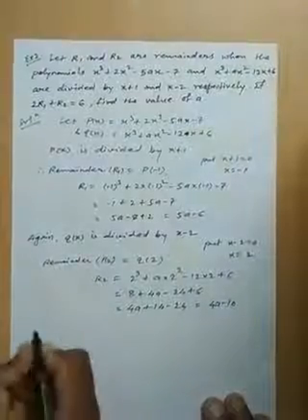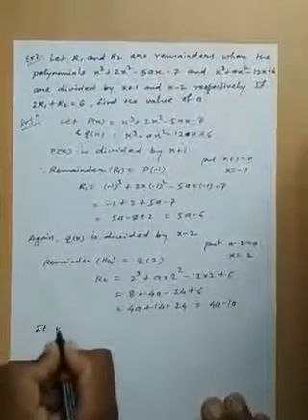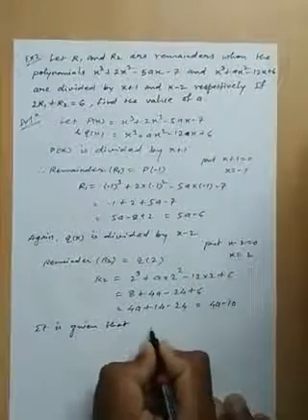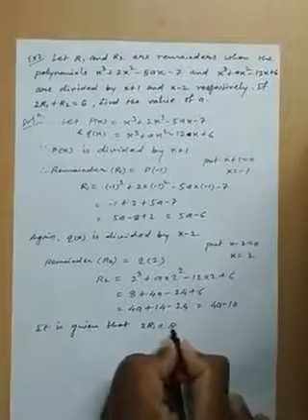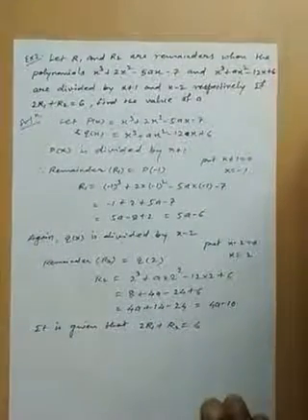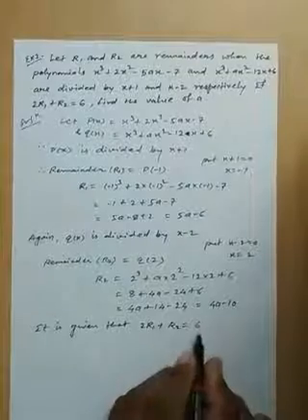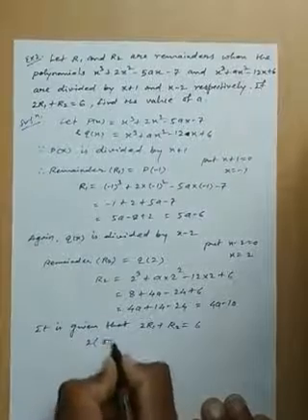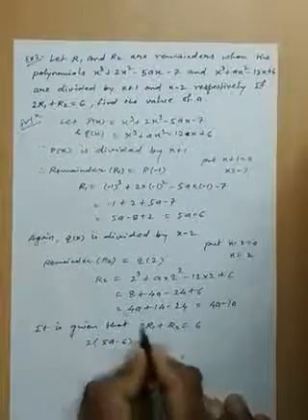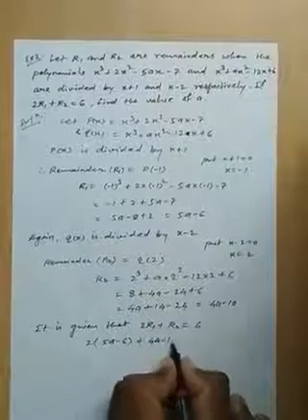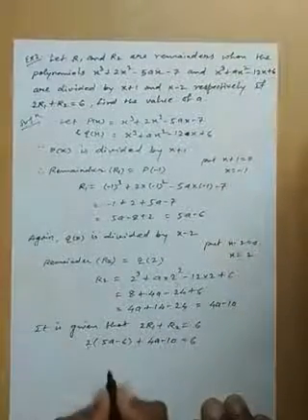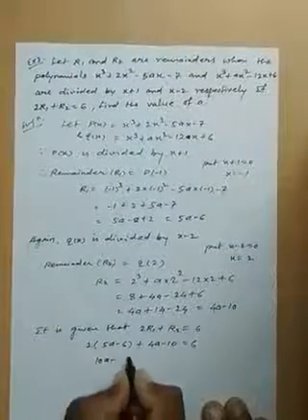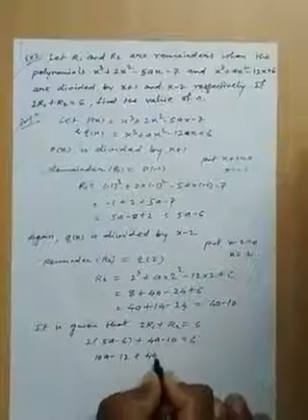and again it is given that 2R1 plus R2 equal to 6. So put the values of R1 and R2 in this equality. 2 into R1, here R1 is 5a minus 6, plus R2, which is 4a minus 10. 2 multiplied by 5a minus 6 gives 10a minus 12, plus 4a minus 10.